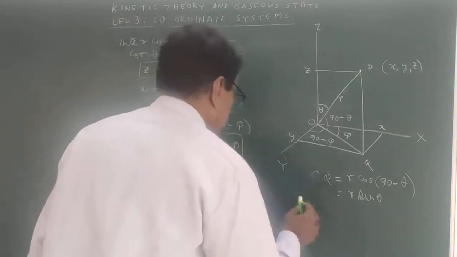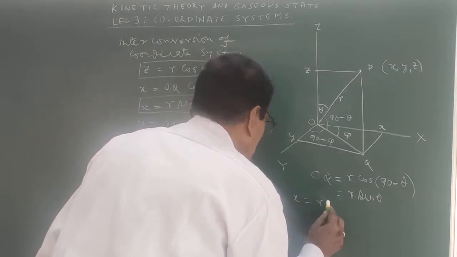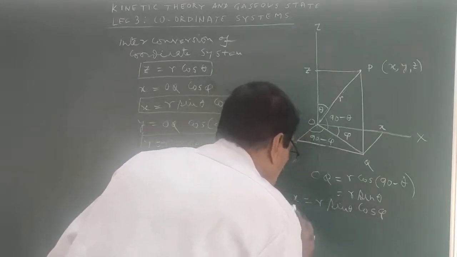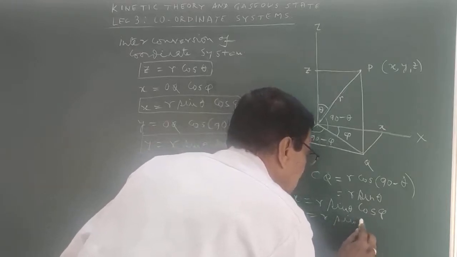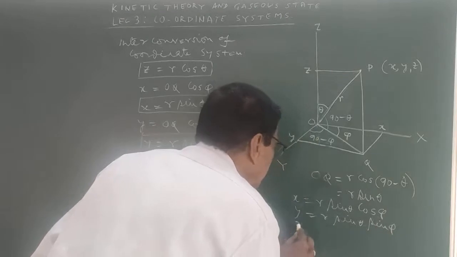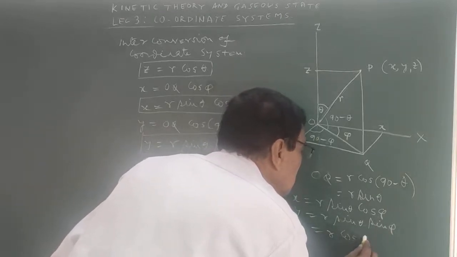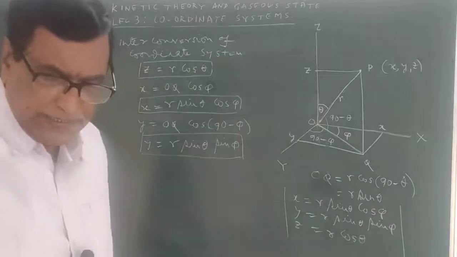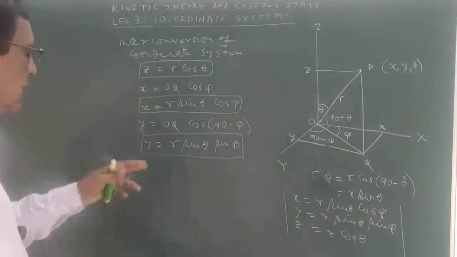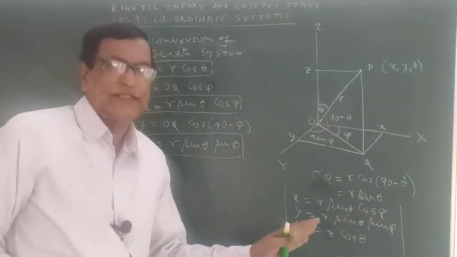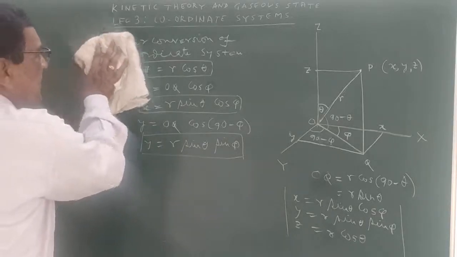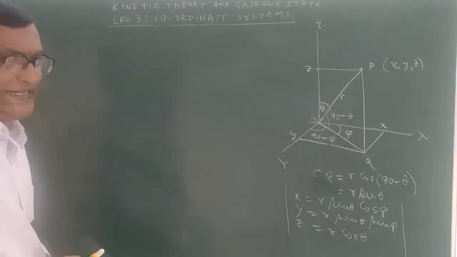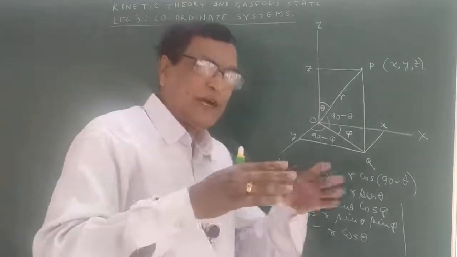So here we can write x equal to r sin theta cos phi, and y equal to r sin theta sin phi, and z equal to r cos theta. So these are the interconversions. If you have the value of r, theta, phi, then you can calculate this x, y, z from these relations. Now, if you know the x, y, z from Cartesian coordinates, you can also come to the polar coordinates of this point.